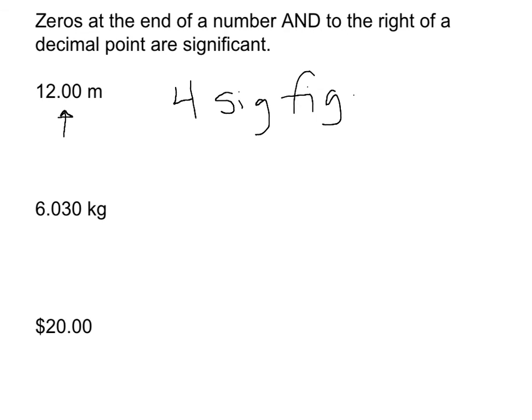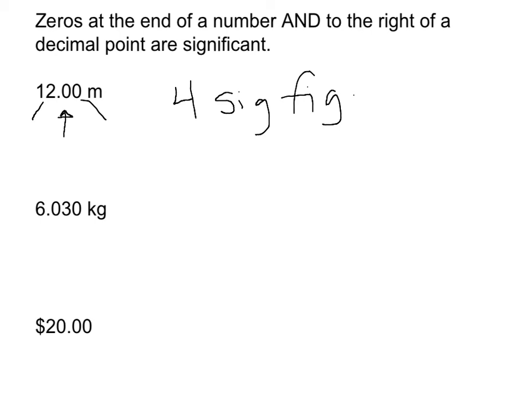Well, the one at the end we know because it's at the end of the number and to the right of a decimal, and then therefore if this 0 is significant and these are significant, this 0 is between them, therefore it is significant. All four are significant.